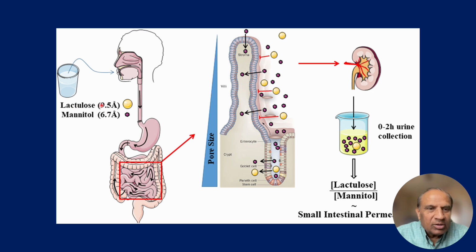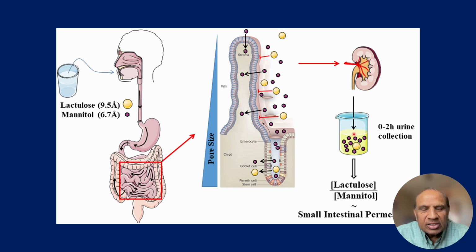While a bigger molecule like lactulose, which is yellow here, will not be able to go through unless there is a little increase in gap size between the two cells. So what we do is we give two molecules, one is lactulose, another is mannitol, in a solution, and ask the patient to drink, and then whatever is absorbed through the intestine into the blood will be excreted in the urine.